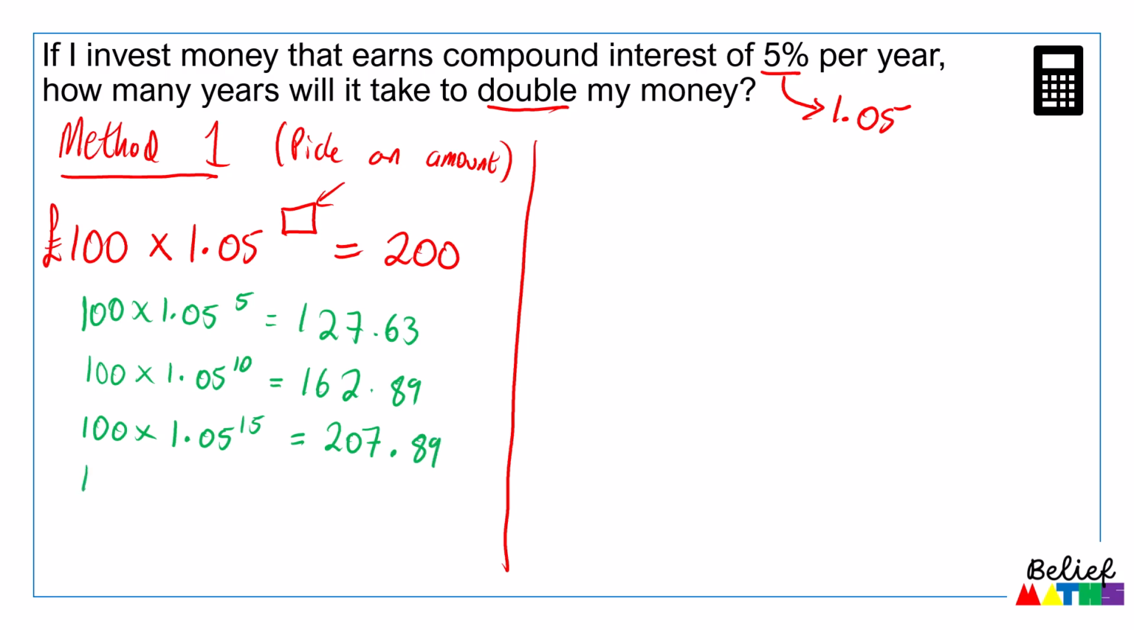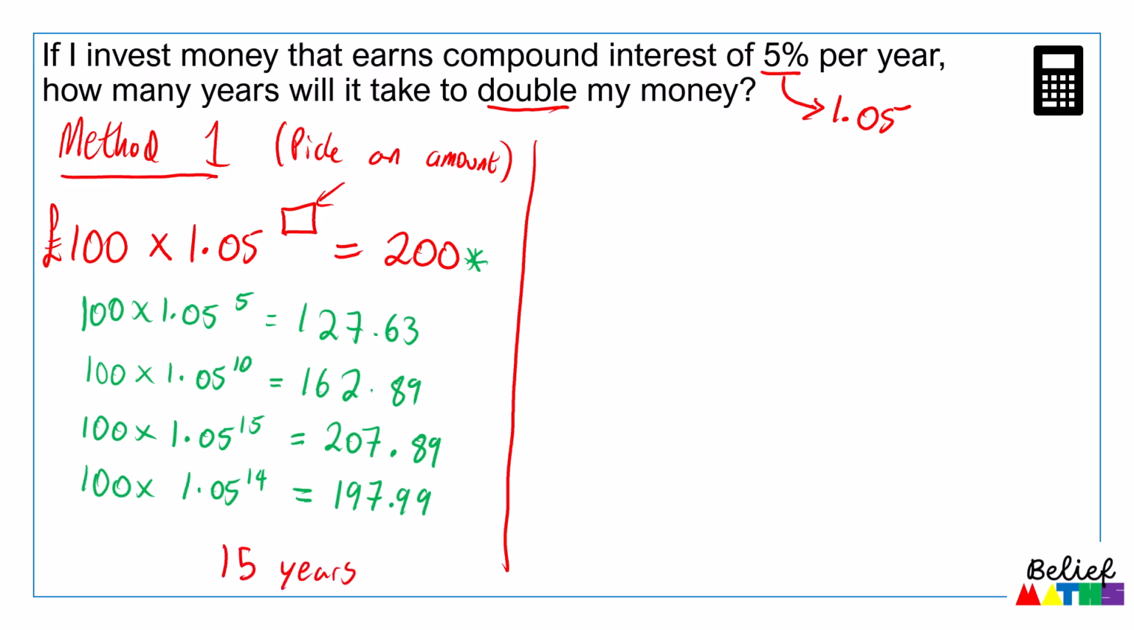So let's check 14. So 1.05 to the power of 14, and that gives us an answer of £197.99. So at some point between year 14 and year 15, we crossed that threshold of £200, this threshold we're trying to figure out here. So with that in mind, interest is always added at the end of the year. So therefore we would say the answer to our question is 15 years.